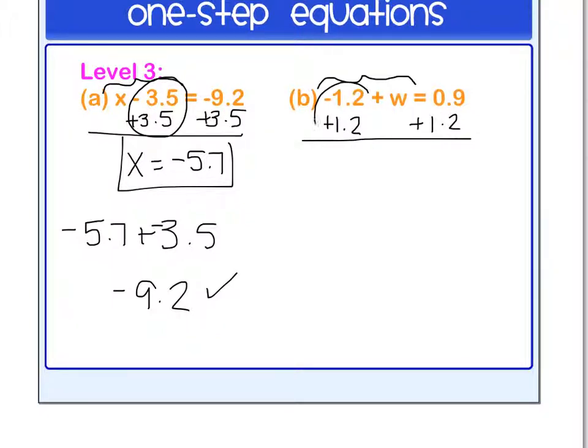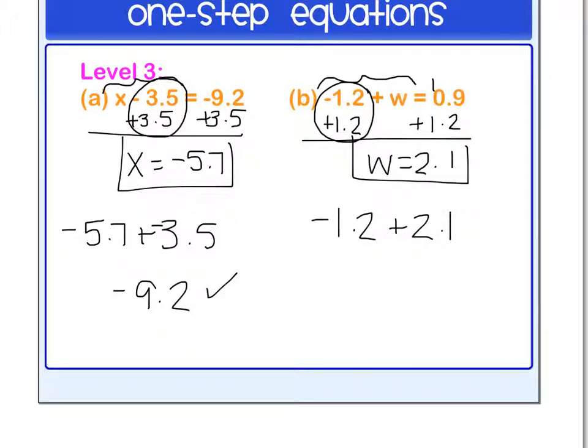So I've got opposites. When I look in that 0 or O for opposites, they need to be positive, negative, however that goes. Now I've got W equaling 2.1. Negative 1.2 plus 2.1 does give me 0.9, so it does check out.